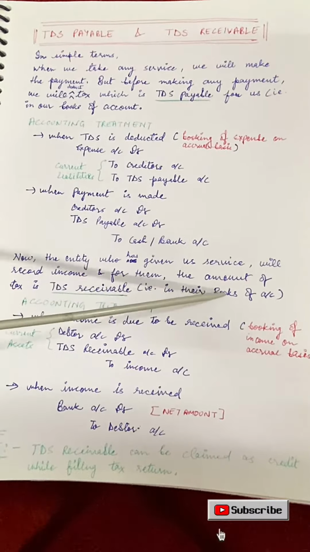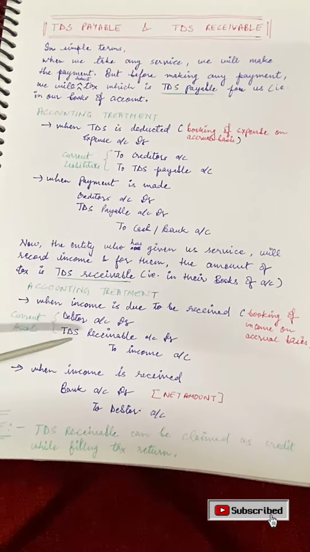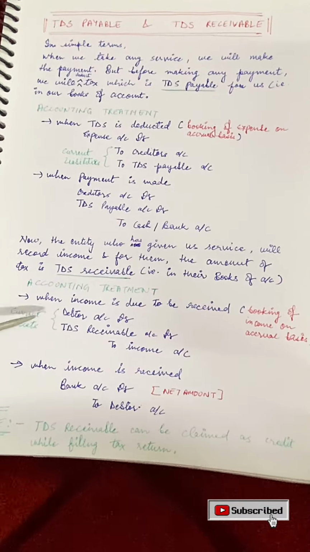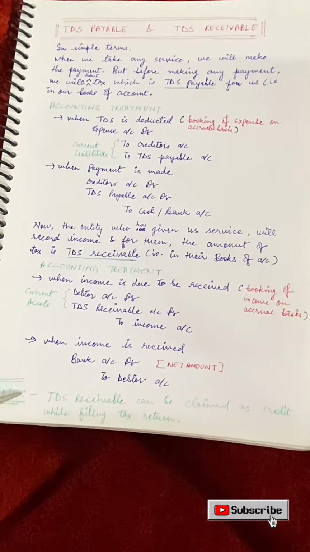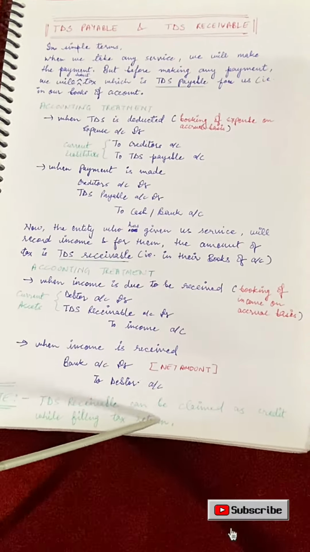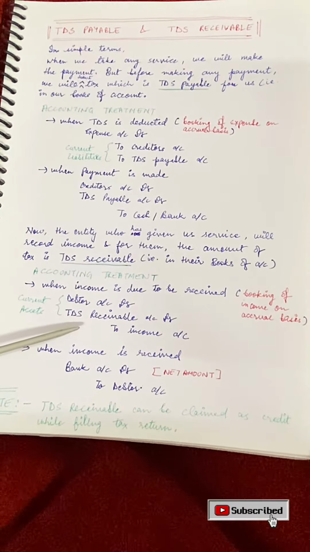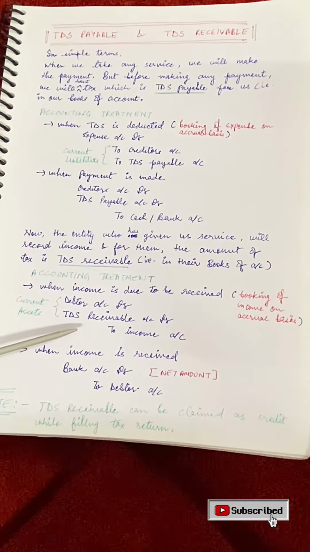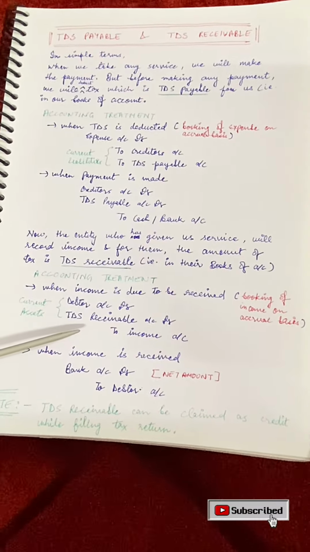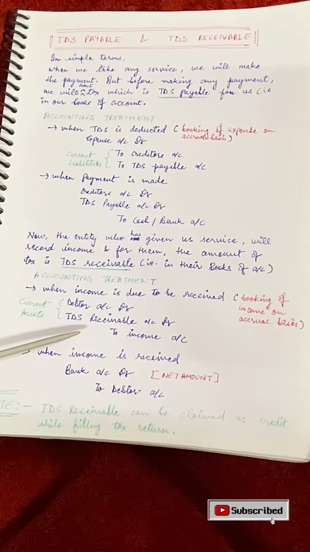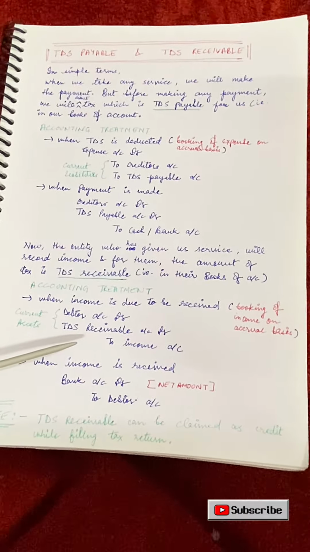Now let's talk about the accounting treatment for TDS receivable. Here also I'm assuming the accrual basis of accounting. So the entity will record debtors account debit, TDS receivable account debit to rent, for example. And when the entity will actually receive the income, they will record bank account debit to debtors by net amount, that is excluding the amount of TDS receivable. So here TDS receivable is current asset for the entity, and they can use it as credit while filing their income tax return. That's all for today.